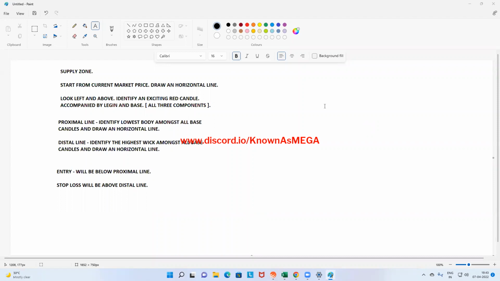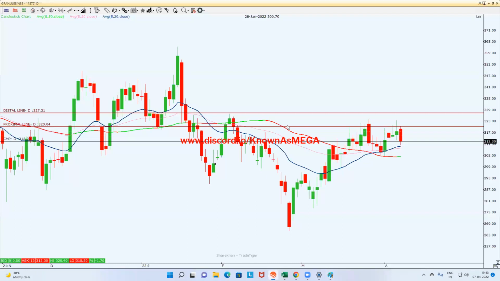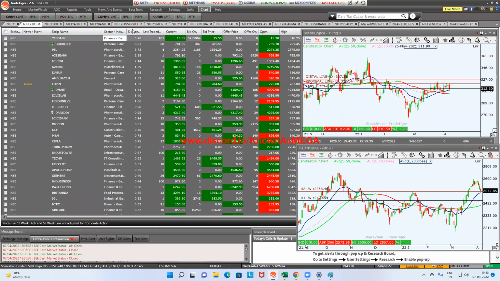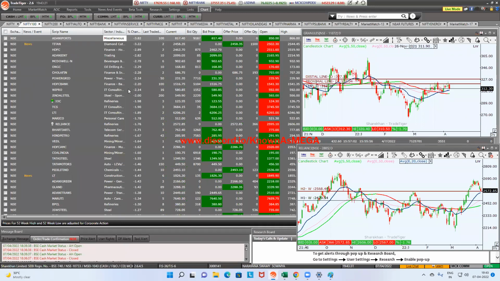Okay, let me mark one more with both demand and supply. Not below proximal line, below digital line. Okay, let me mark one more. Let me choose some stock which is going to do something tomorrow. Which sector? See, practice this.